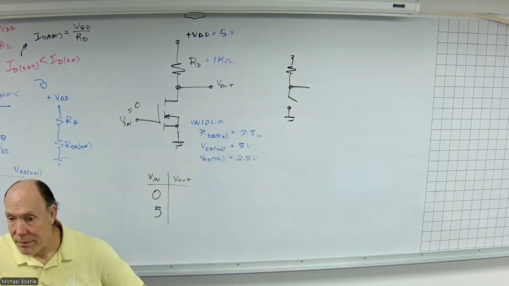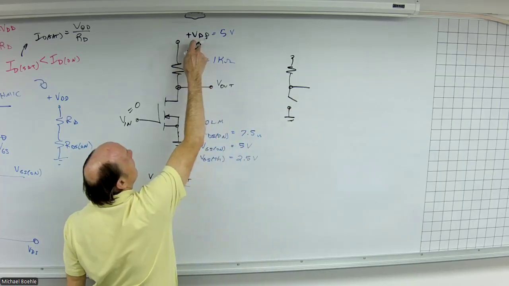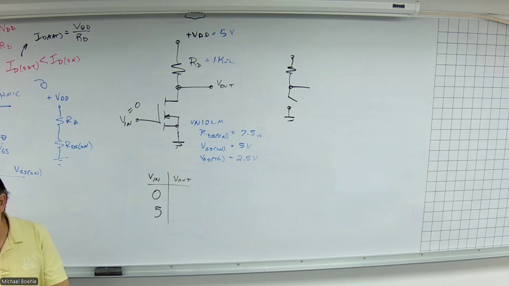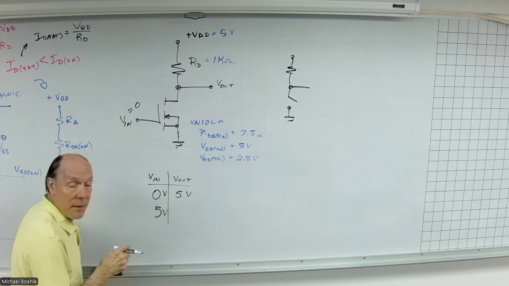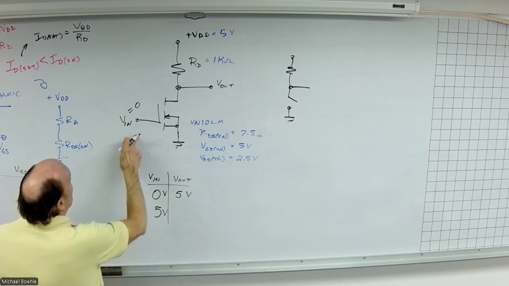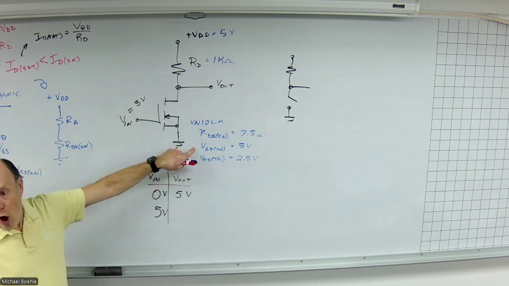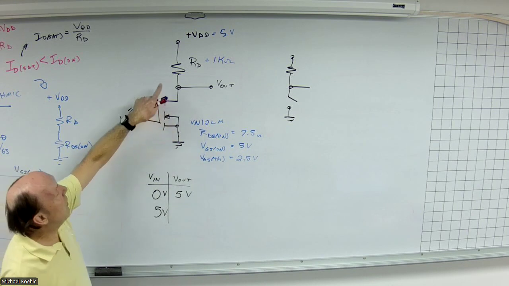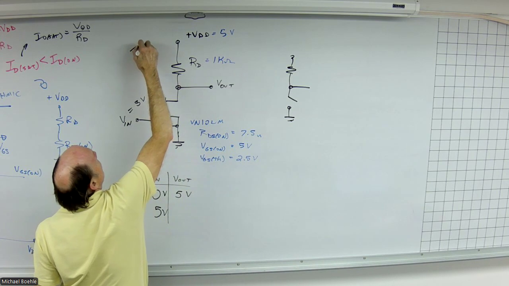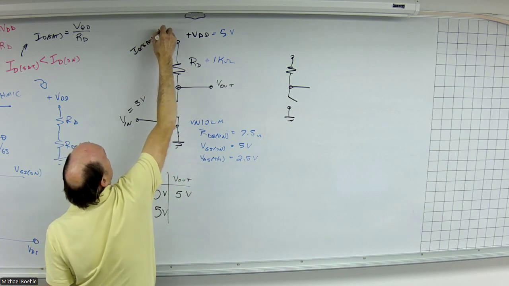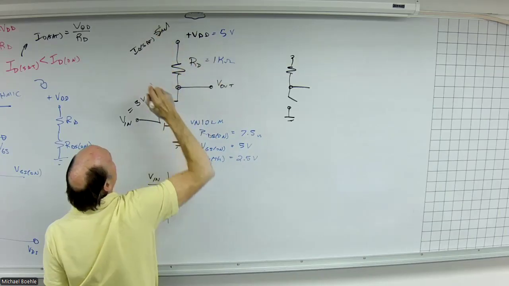It's an open. So the output voltage will basically be the supply voltage, 5 volts. Now, if I make the input voltage 5 volts, which is the gate source on voltage, by the way, what is my saturation current here? 5 volts divided by 1K. So the saturation current is 5 divided by 1, 5 milliamps.